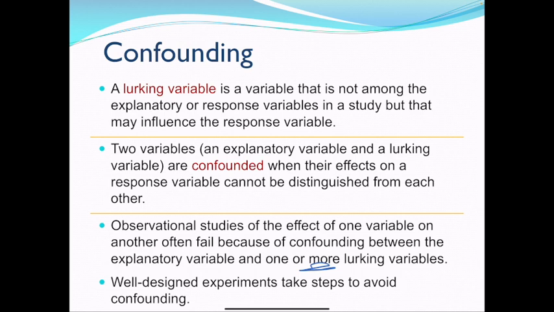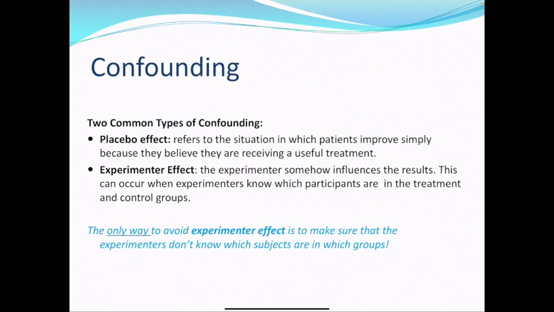So here are two common types of confounding: placebo effect and experimenter effect. Placebo effect refers to a situation in which patients improve simply because they believe they're receiving a useful treatment, right? Like when you're little and you hurt yourself and your mom's like, oh, let me kiss it better. That's a placebo effect. It's not actually healing you. I wish it was. So then there's experimenter effect, right? The experimenter somehow influences the results.